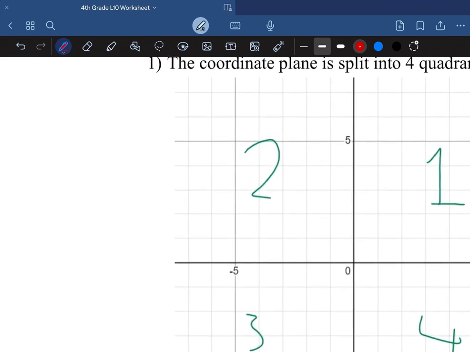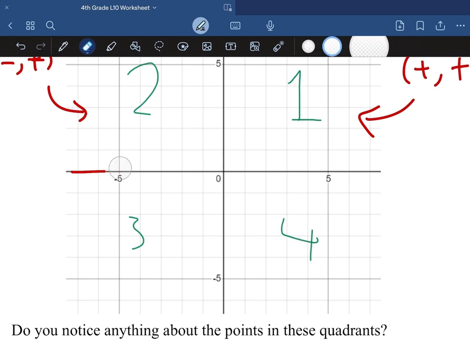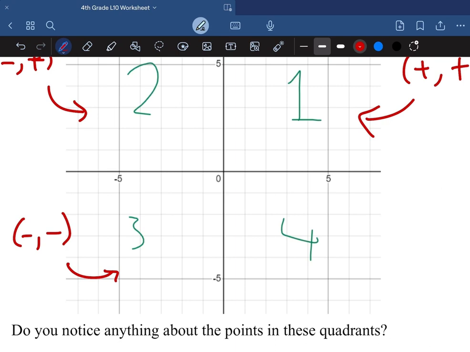For quadrant 2, the x values would be negative and the y values would be positive. So the ordered pair would be negative, positive. Quadrant 3, the x values would be negative and the y values would also be negative. So negative, negative. And lastly, for the fourth quadrant, the x value would be positive and the y value will be negative.